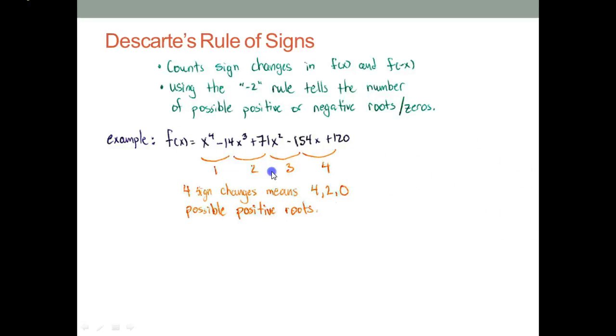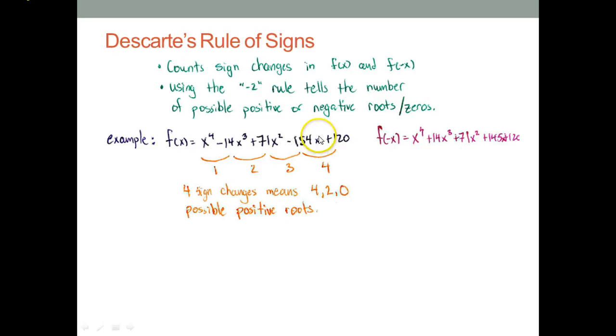So to find f of negative x, let's examine closely. If I have an even index, so x to the fourth, so the fourth power is my index, negative x to the fourth power is positive. So any even index will just keep that term the same sign. However, any odd index exponent is going to change the sign. So this negative 14 becomes positive 14. 71x is positive, so it stays positive because that's an even index.